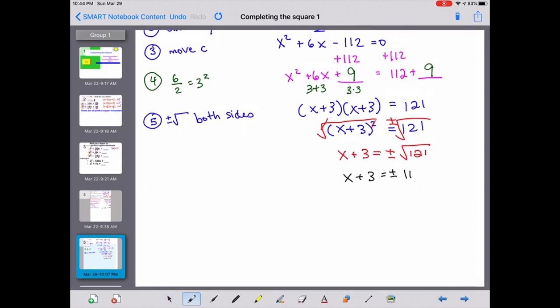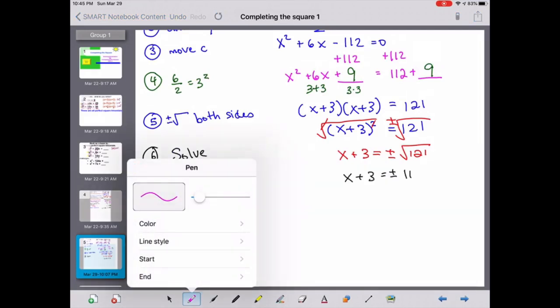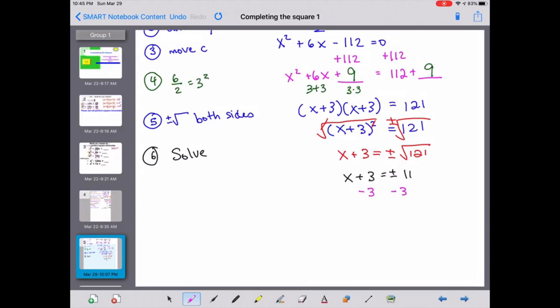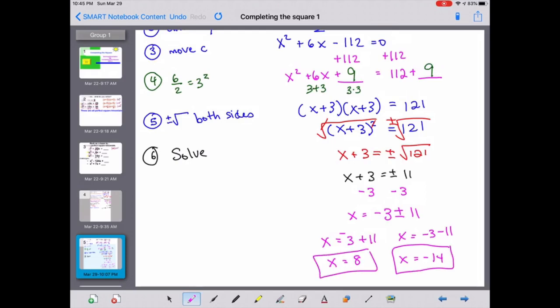Okay, give myself a little bit more space. And then the last step that we have to do is just solve. Okay, so to do that, I have to get x alone, cancel out that plus 3 by minus 3, and you have x equals negative 3 plus or minus 11. Just like in quadratic formula, we split that into our two problems, negative 3 plus 11, and x equals negative 3 minus 11. And now we just do both of those. So x is equal to positive 8, put it in the calculator, and x is equal to negative 14. And those are your two solutions. That's it. Good job, guys.